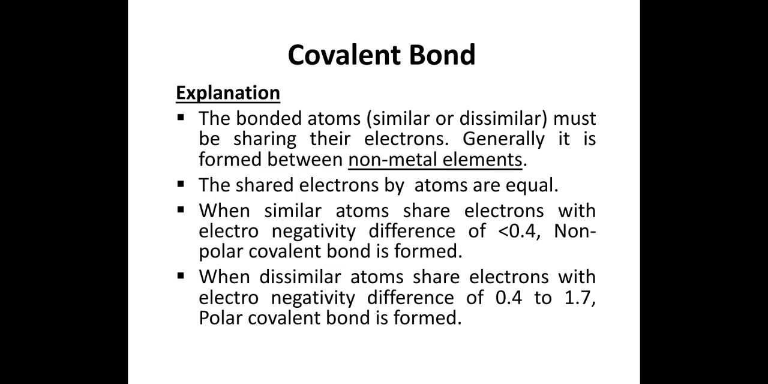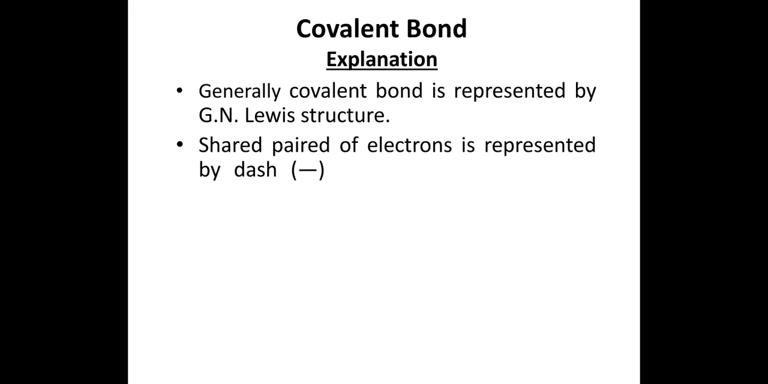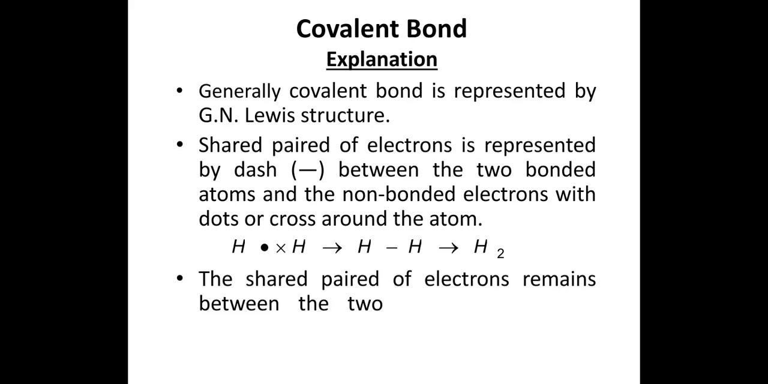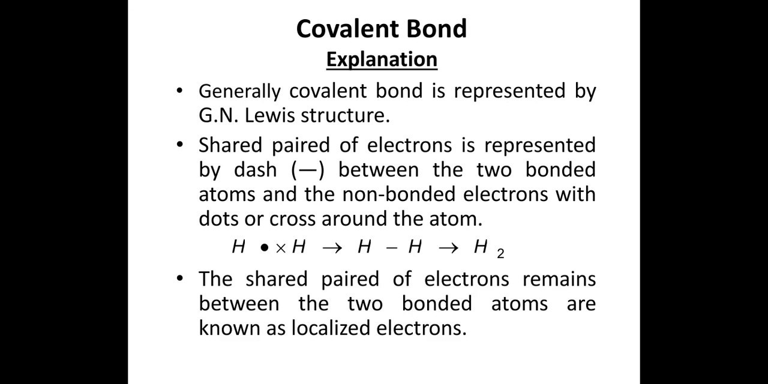Now, how do we represent the covalent bond? Gilbert Lewis proposed that two atoms could attain stable configuration by sharing electrons between them. So we represent the covalent bond by Lewis structure. It represents the covalent bond by sharing of their valence electrons to complete their shell. The shared pair of electrons is represented by a dash between the two bonded atoms, and non-bonded electrons with a dot or cross around the atom.